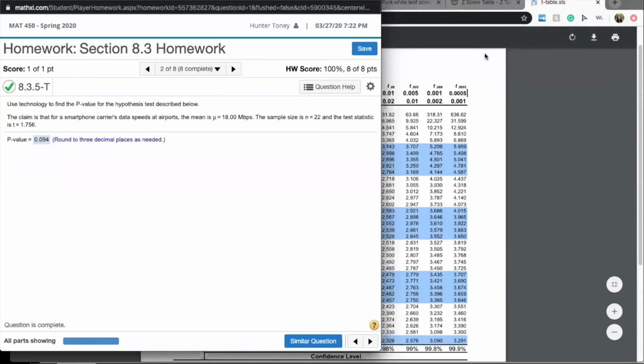So the last thing I want to go over for section 8.3 is actually number 2, because I forgot to do it initially. So for this problem, they give you a claim that smartphone carrier data speeds at airports. They give you the mean, the sample size, and the test statistic, and then ask you to find the p-value, which is different from what you're used to seeing.